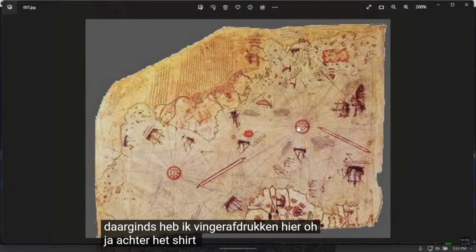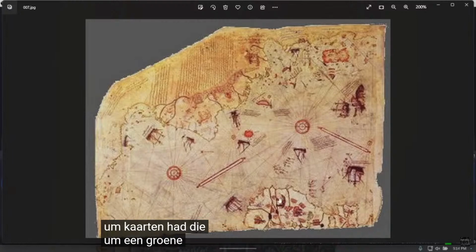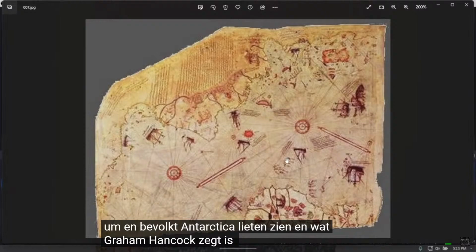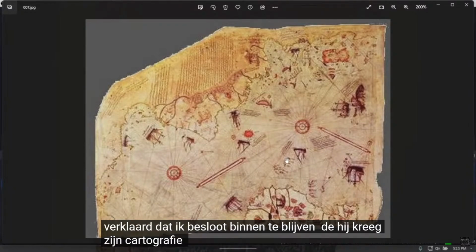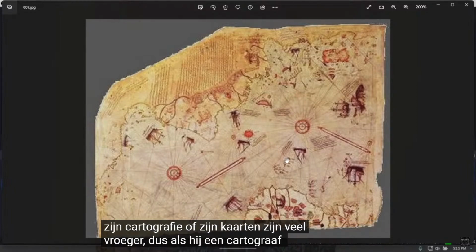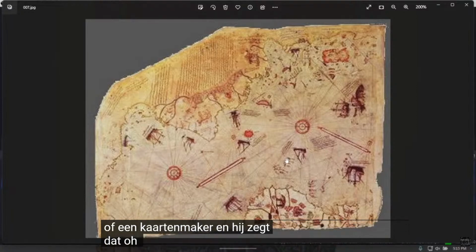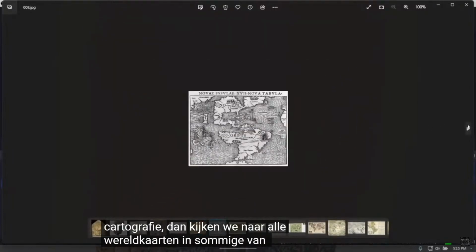It's behind the shirt. Yeah, so he explains how Piri Reis, the Turkish admiral, had maps which showed a green and populated Antarctica. What Graham Hancock says is that Piri Reis stated that he got his cartography, his maps, from much, much earlier. So if he's a Middle Ages cartographer or map maker and he says he's got these from earlier cartography, then we're looking at old world maps in some of these examples.